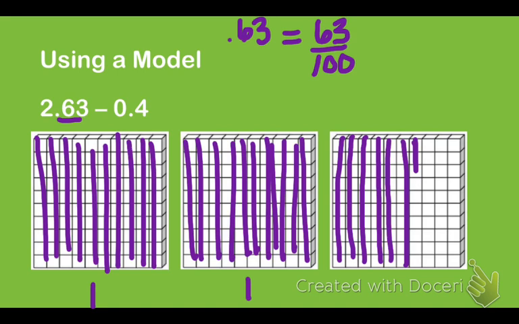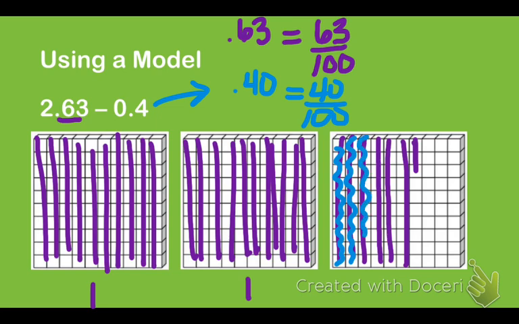Now I want to take 0.4 away. And remember, 0.4 is the same thing as saying 0.40, or in other words, 40 out of 100. So I want to take 40 out of 100 away. You can take them away from any of them. I'm just going to go all the way to the end here, and I'm going to take 40 of these away. So there's 10, there's 20, there's 30, and there's 40. So now I took my 0.4 away from the 2.63.